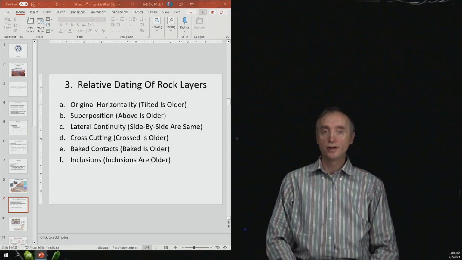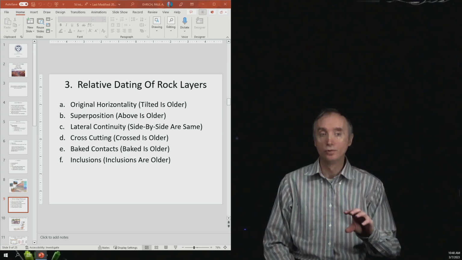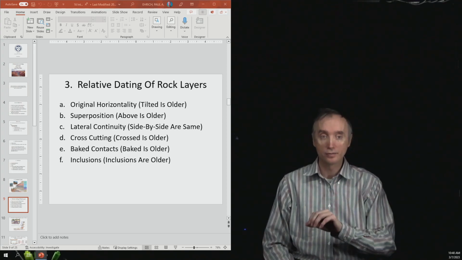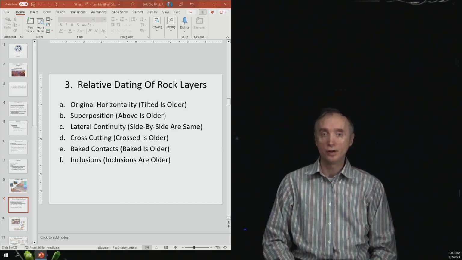I'm back, and so now we want to talk about how to date rocks relatively. So we cannot say what the dates of the rocks are going to be. That's going to be numerically, which we're going to discuss in just a few minutes. But we're talking about which rock is older than another rock. So if we got two rocks, how can we tell which one of the two is going to be older?